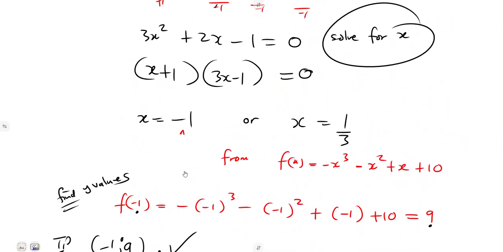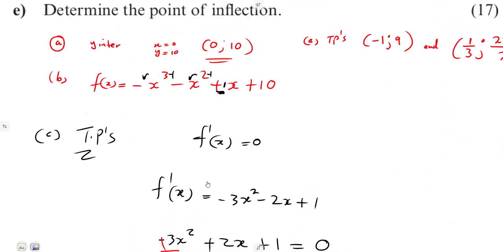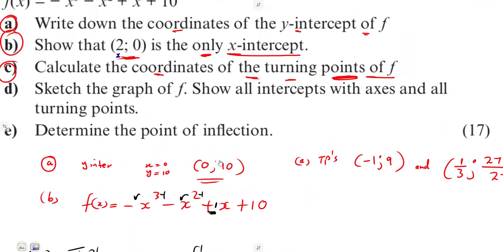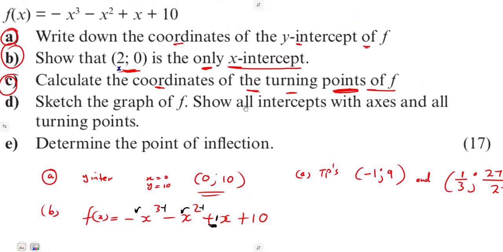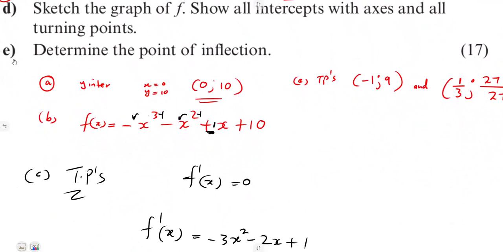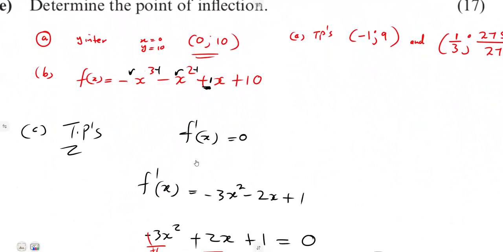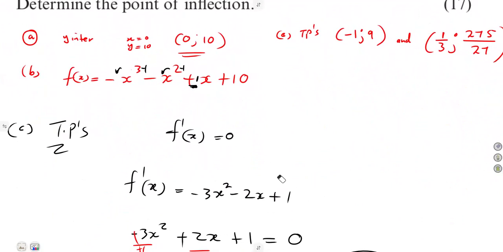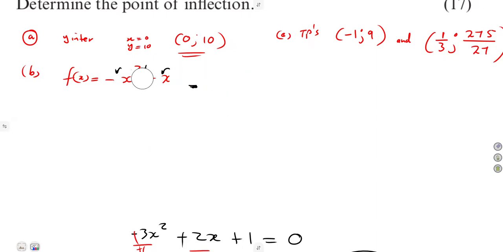All right, let us move on to the other part of our question here. Sketch the graph of f, show all intercepts with axes and all turning points. Then after, determine the point of inflection, which was not necessary for this one. They want you to determine it at point E after sketching the graph. So you just work out the way that you're given, guys.